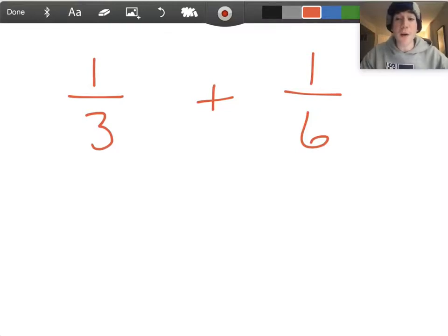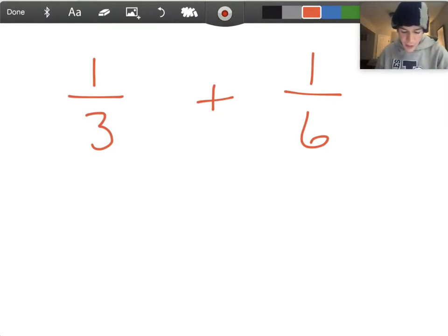So we've already talked about what happens when we're adding fractions with denominators that are the same. Let's look at some examples though, with what happens when the denominators that we're adding are different. So in this case, we're adding together 1/3 and 1/6.